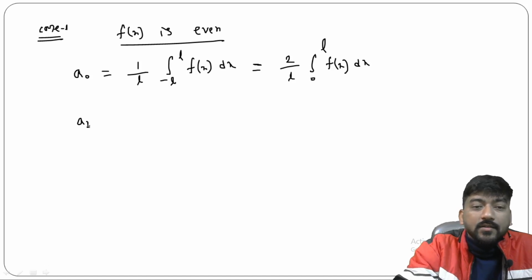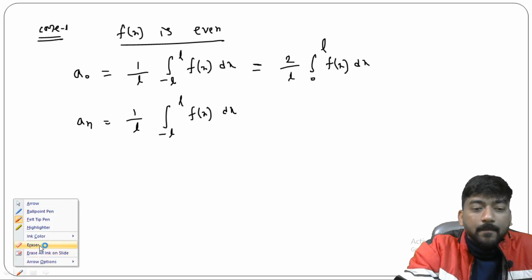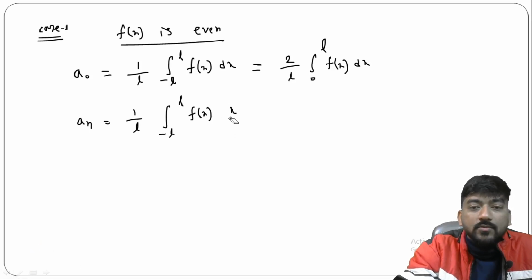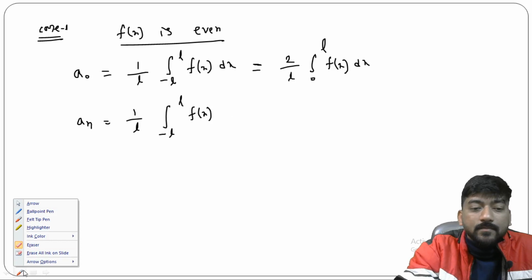Now what is an? So an will be 1 upon L integration minus L to L f of x into cos(n pi x by L) into dx.